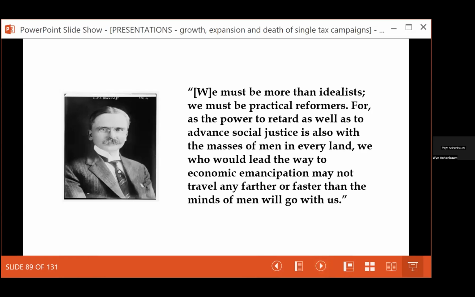Sure. We must be more than idealists. We must be practical reformers. For us, the power to retard as well as to advance social justice is also with the masses of men in every land. We who would lead the way to economic emancipation may not travel any farther or faster than the minds of men will go with us.